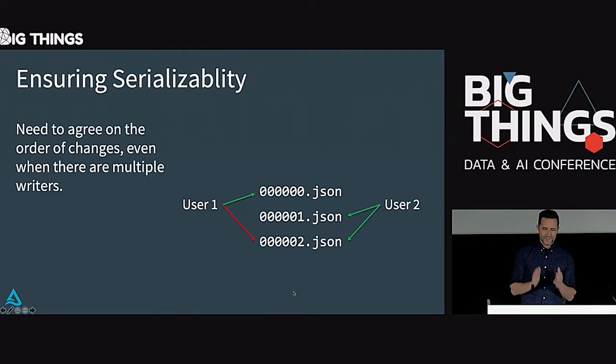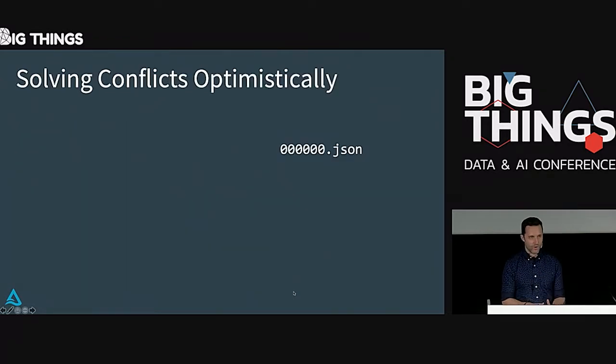But now, you might be saying, wait a second, if every time two people modify the table at the same time, the system just crashes, am I going to waste a lot of time dealing with that? Well, fortunately, we have one more trick up our sleeve, which is we solve conflicts optimistically. There's this cool technique called optimistic concurrency control. And the idea is this. Let's say, for example, I have two streams that are writing into the same table. They're going to follow this protocol to write into the table.